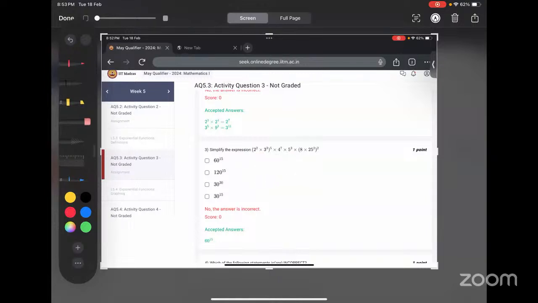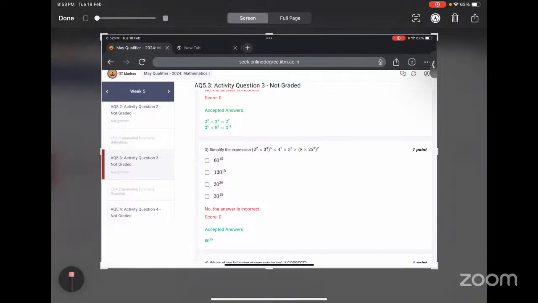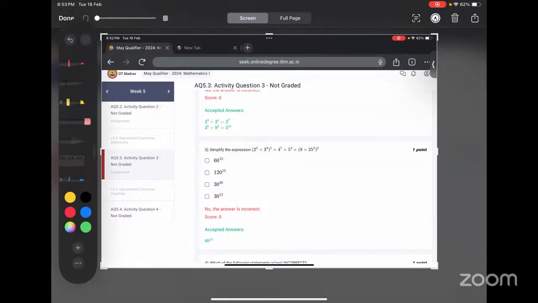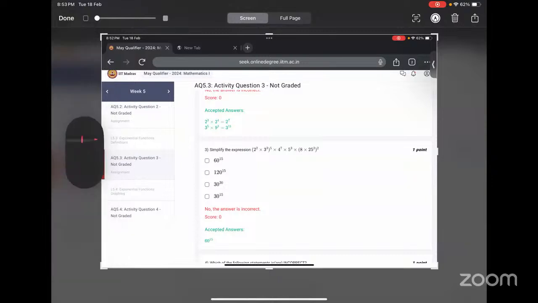So 2 power 10 into 3 power 15 into 2 power 14, so from here we have 2 power 10 into 3 power 15. Then 2 power 2 into 7, right? 2 power 14, 5 power 3, 2 power 3, 2 power 3, 3 to the 6, 5 power 6. Then 2 power 6, madam.